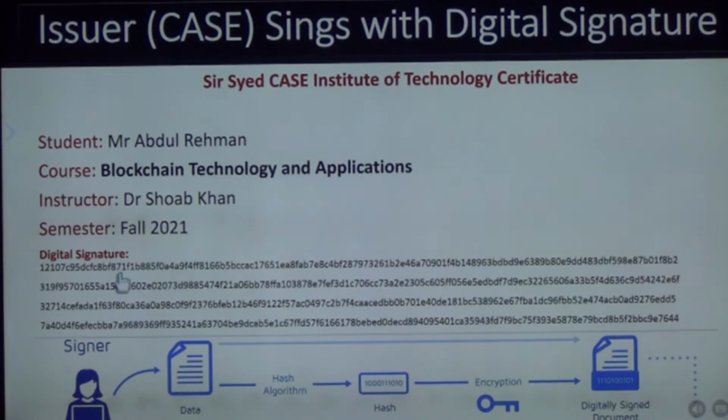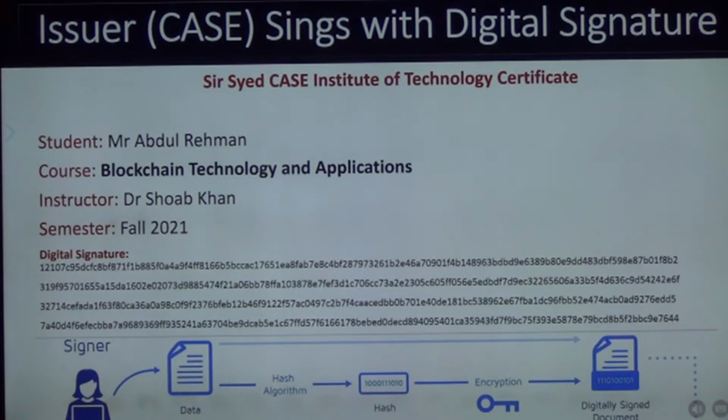ये आ जाएगा. सिर्फ. So that's all. कुछ भी नहीं चाहिए आपको. Not only for degrees, like for everything. लेकिन there is an issue which we'll discuss. Okay. So you understand is that simple.